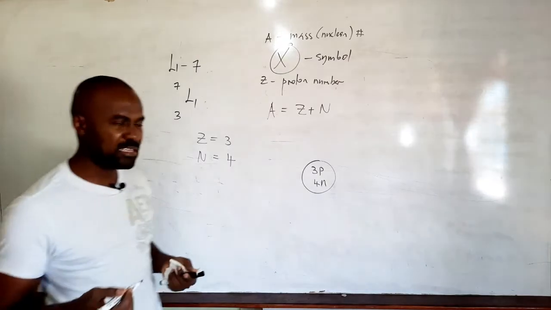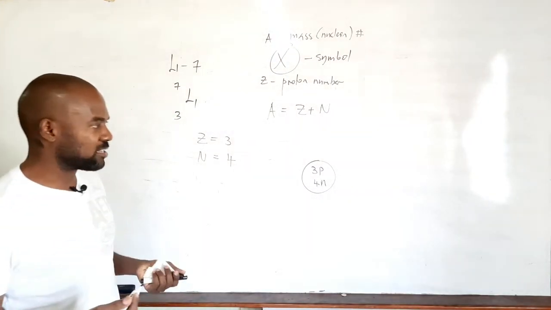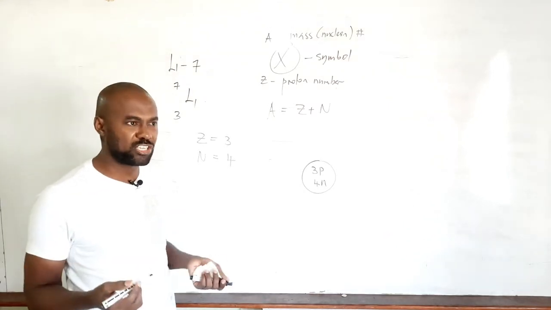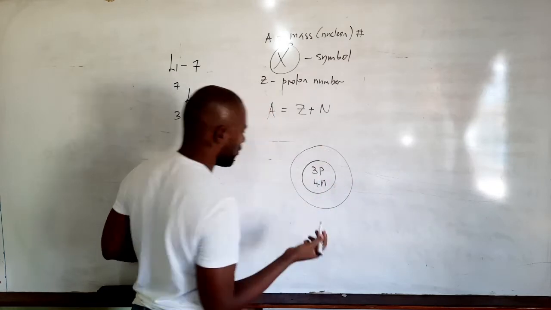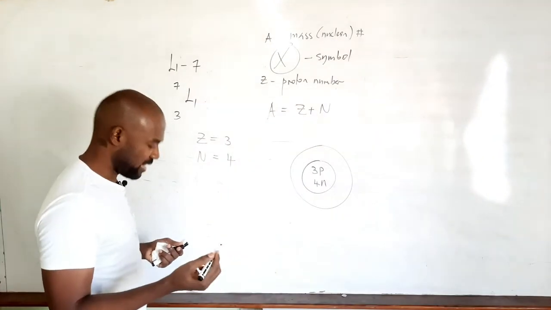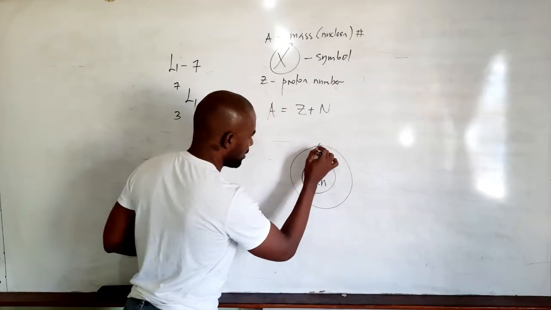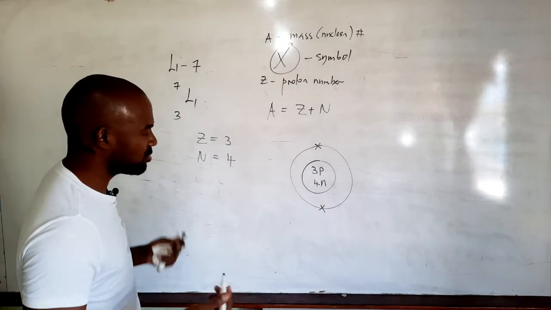And because lithium-7 has 3 protons, it also means that since it is a regular atom, it will have 3 electrons on its shell. So we draw the first shell. Now the first shell can hold a maximum of 2 electrons. We represent the electrons using crosses. So we'll have X, X. So those are the first 2 electrons on the first shell.